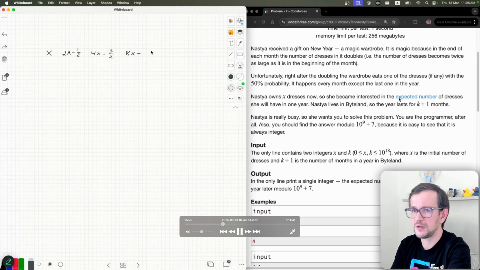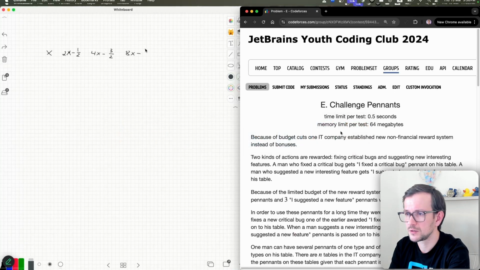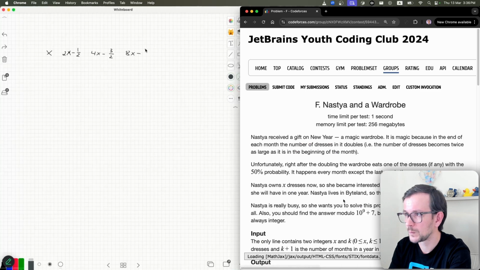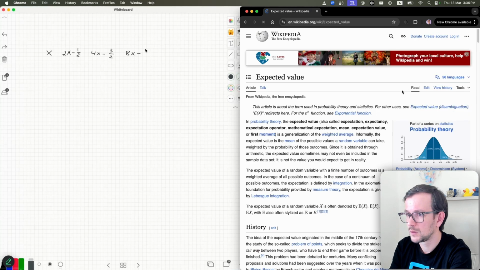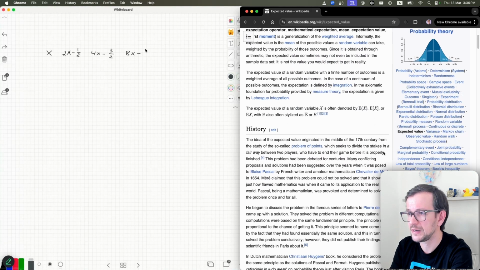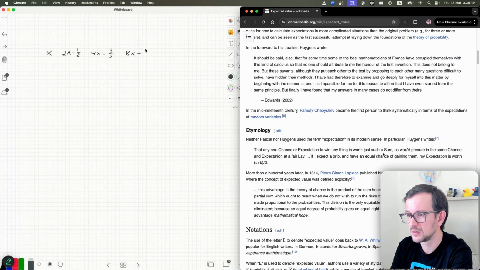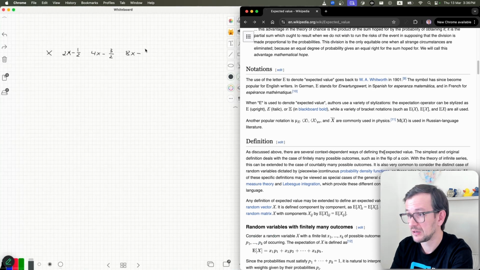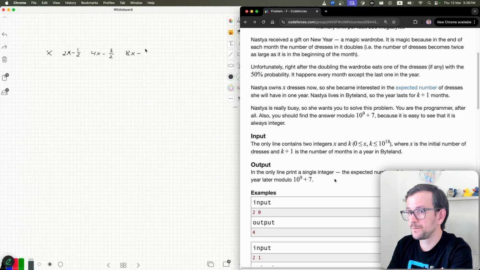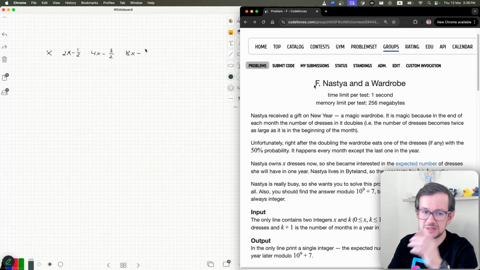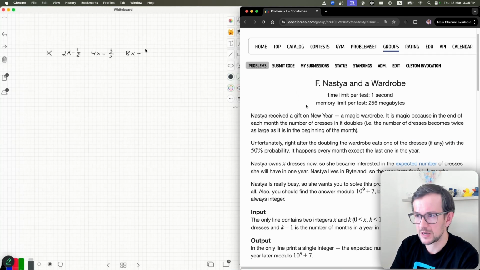Okay, you have a link here. It's interesting. Let me see what it is linked to. No, okay. Do they really expect you to read this Wikipedia article during the contest? I don't know what this problem is about. You can easily reformulate the same problem without any probability theory.